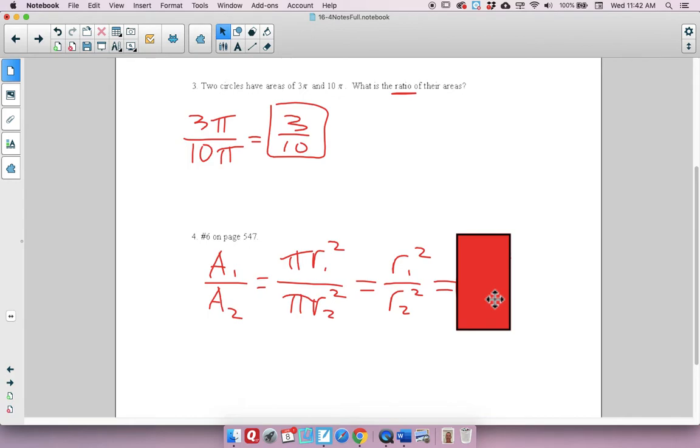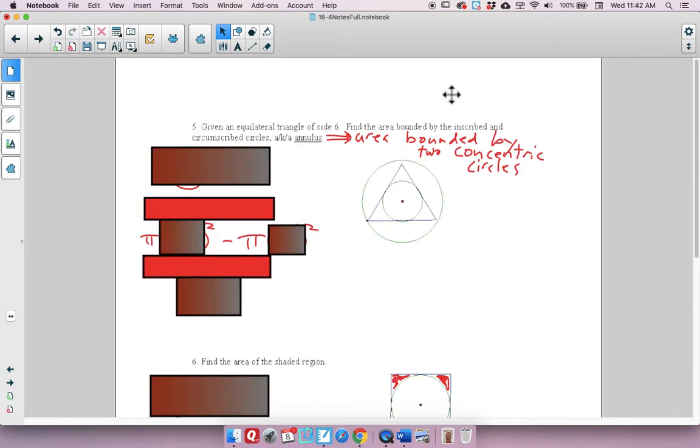Couldn't I basically, in a way, factor out the squared and rewrite this as r1 over r2, squared? Isn't that equal to the square of the ratio of the radii? So I just proved it. Okay. Yes, this stuff is awesome.